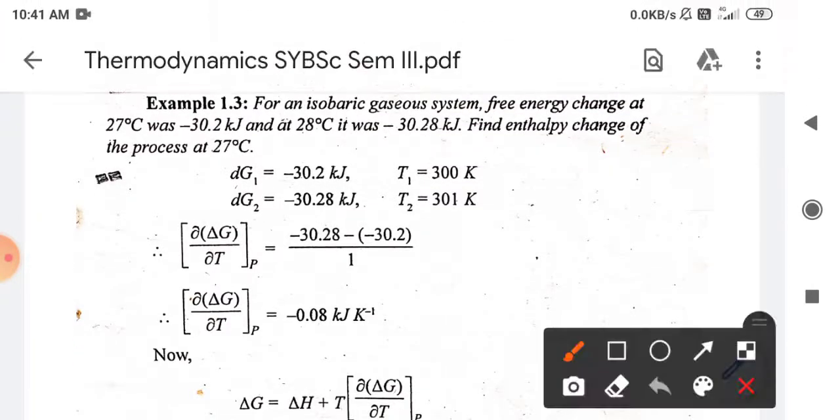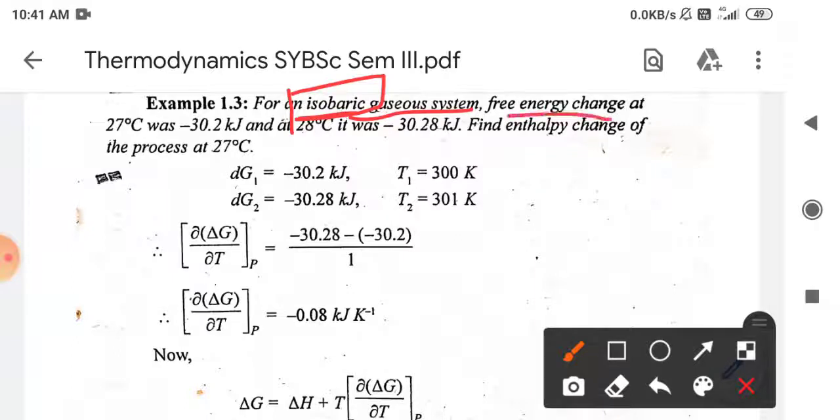For an isobaric gaseous system, isobaric process means the pressure of the system is kept constant. There again we need to have certain basic knowledge of the first law of thermodynamics and the various types of systems that we have so far seen. So isobaric system means the pressure of a system is kept constant.